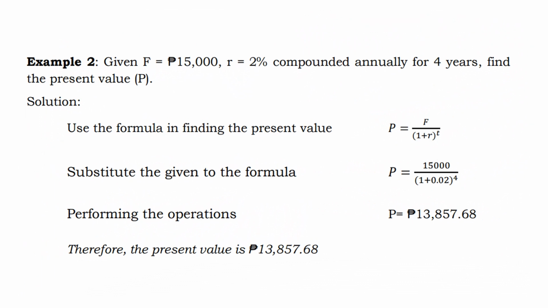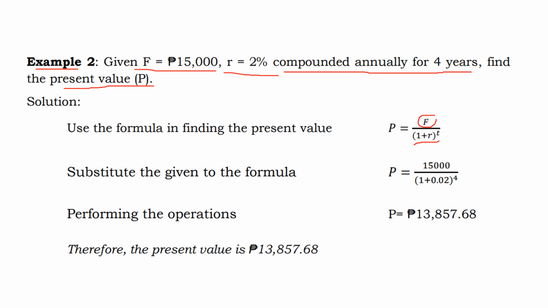So for example number 2, there's a given F or future value or maturity value, your R or rate of interest, which is equal to 2% compounded annually for 4 years. Find the present value P, and we're asked now to find the value of P. So using the formula, by simply manipulating the formula, transposing your 1 plus R raised to T to another side of your equation, from multiplication, the operation becomes division. That's why we divide your future value by the resulting value from 1 plus r raised to t.